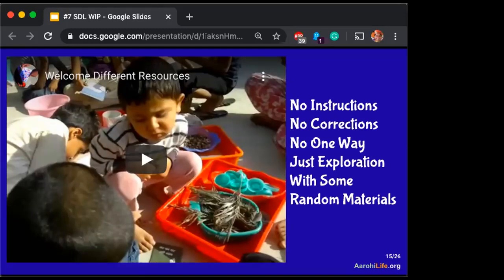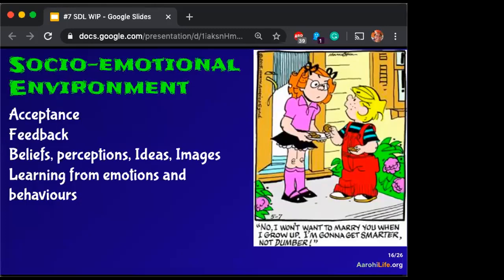Okay. So there is another video. Maybe I'll share it on WhatsApp. Children just sorted some material, with no instructions kept. There was no one way of doing it, and the children were just exploring with some random material on their own.